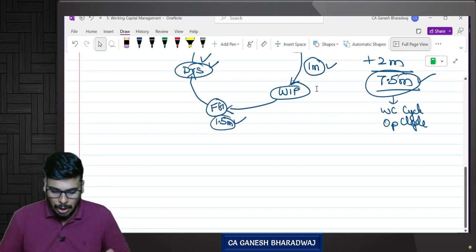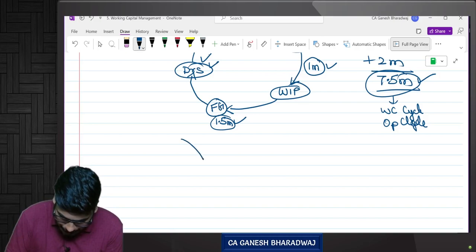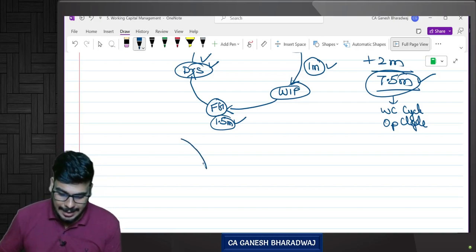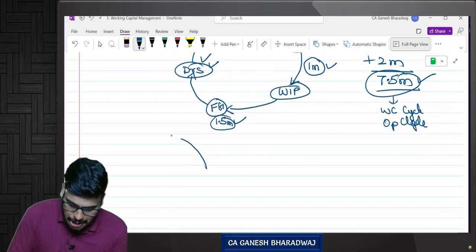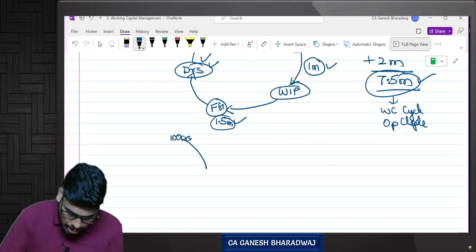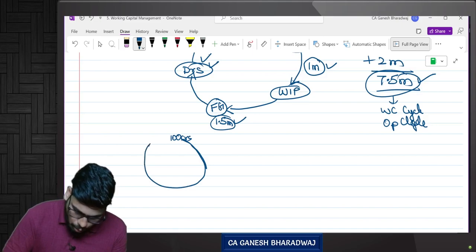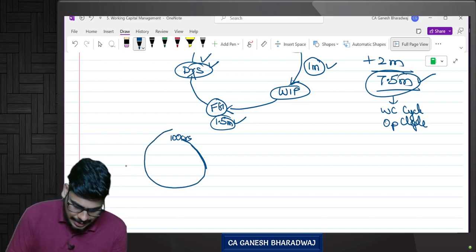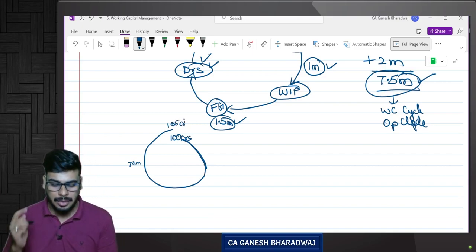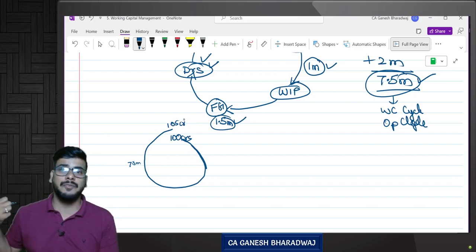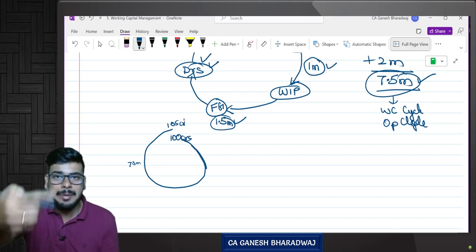So basically what will happen? Look, this is what happens, just an example. Let us say the overall working capital is 100 crores. Now, let's say after this working capital cycle of 7.5 months in our example, I will get 105 crores. This includes profit. Clear? Now, what will I do? Can I take back this 105 crores now? No. The next working capital cycle will continue.